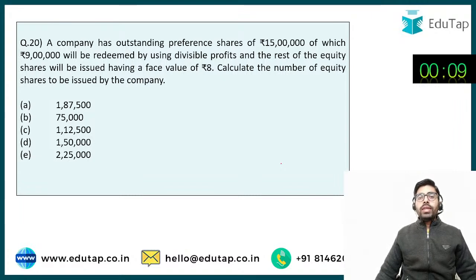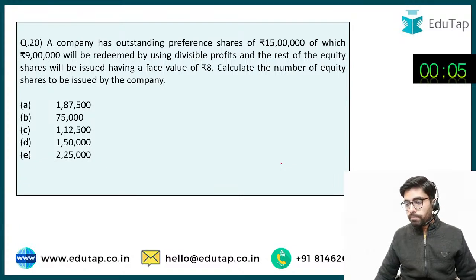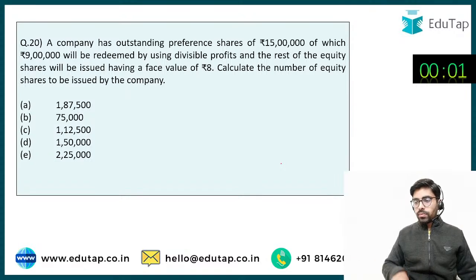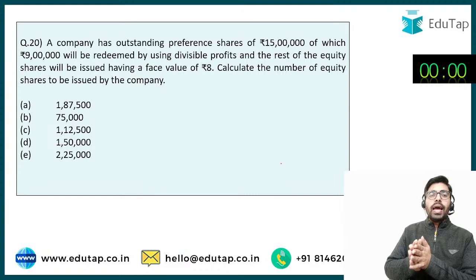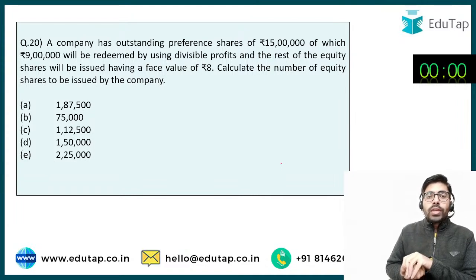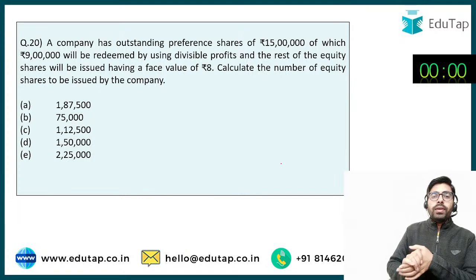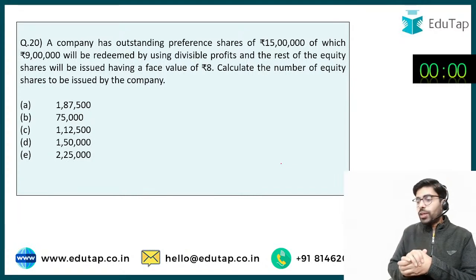Now let's come to the next question, a very easy one. A company has outstanding preference shares of rupees 15 lakh, and out of these rupees 9 lakh is to be redeemed using divisible profits, and the rest is going to be by issuing equity shares having a face value of rupees 8. Find the number of equity shares to be issued.